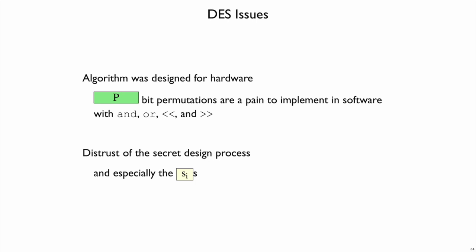In fact, the design took into account that custom hardware was going to be made for it, and these bit permutations that are represented by these P boxes, they can be implemented with shifts and ORs in a generic CPU, but they're a pain to implement that way, and they're somewhat slow. So this motivated looking for a new algorithm that was a little bit better fit to CPUs of the time, that combined with the distrust of the process that produced DES, especially those substitution boxes.